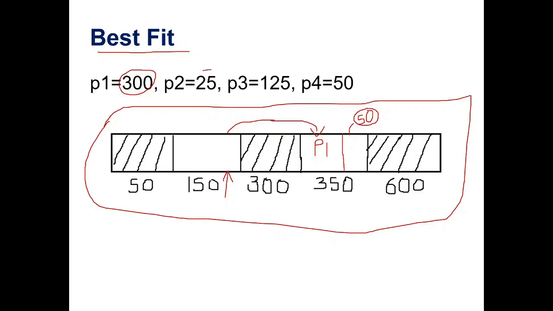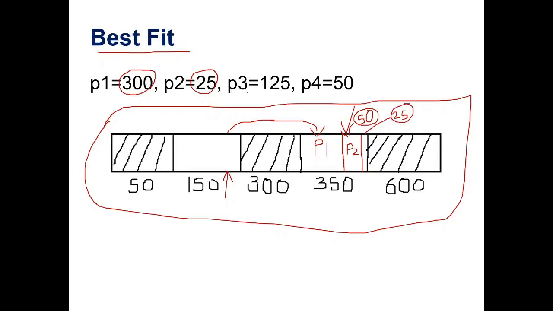Next, another process has come with size 25. Which is the smallest block here? Yes, 50 is the smallest block, and the process size is 25. Yes, process P2 can fit here. After allocation, how much memory will remain here? That is 50 minus 25, so 25 is going to remain here.